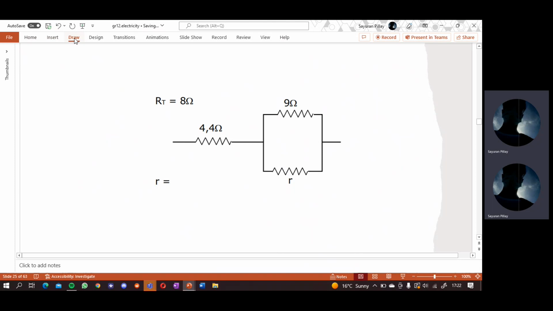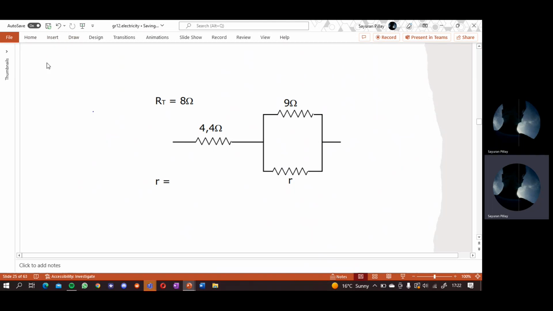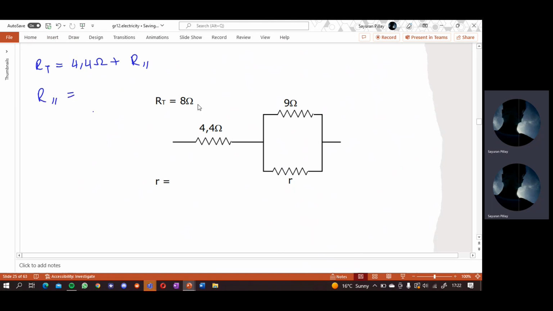We basically want to be left with a parallel branch. So you start off with your full equation, which is RT equals 4.4 ohms plus R of the parallel branch. So R of the parallel branch is going to equal the total resistance, 8 ohms, minus 4.4, which is going to be 3.6 ohms. Okay, so this ring has a total parallel resistance of 3.6 ohms.